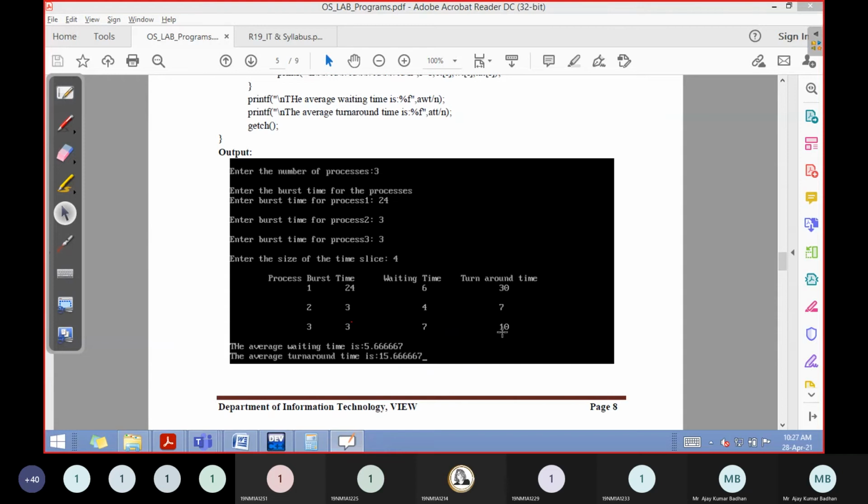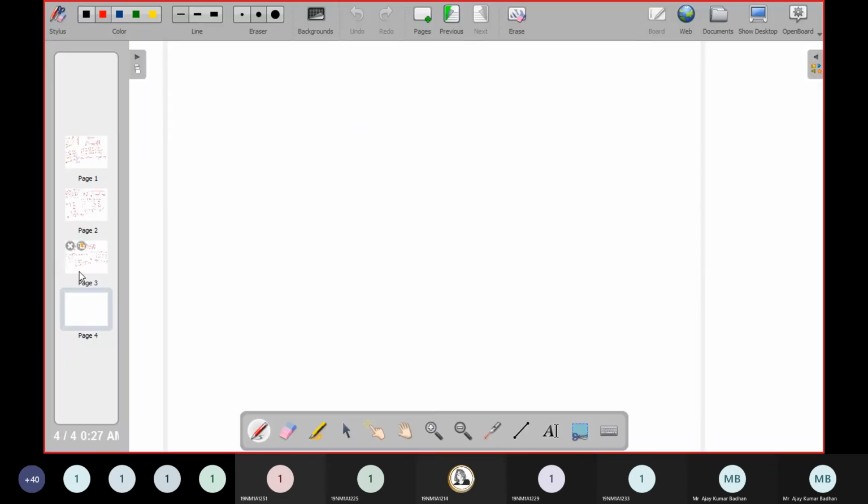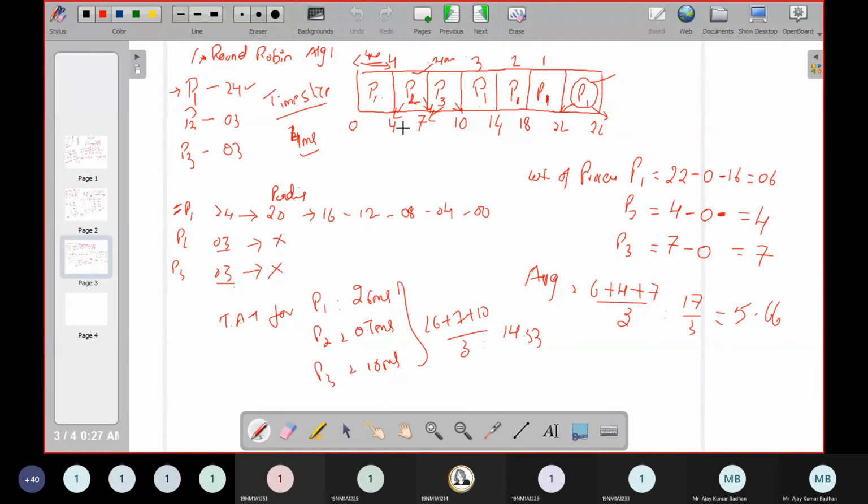Okay, so this is the way you got it. We got 5.6 and 15.6. So as I was telling you, there was some mistake somewhere. So what exactly happened? Let's see. So 0 to 4 one time, 2 times, 3 times, 4 times, 5 times. So 5 fours are 20.